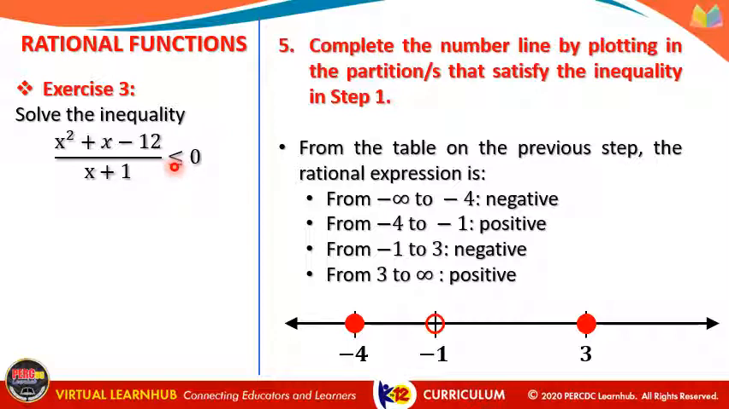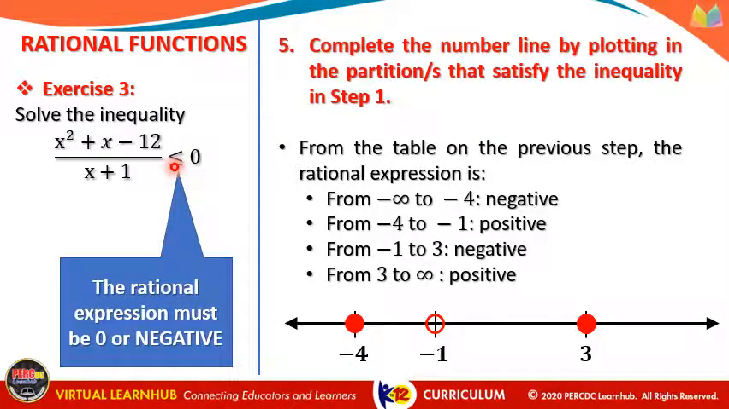Ibig sabihin ng less than 0, we are referring to negative numbers. So, ang value nito ay pwedeng 0 or negative. In short, dito sa partitions natin, ang kukunin lang natin is yung mga nagbigay ng negative. Ano ba yung mga nagbigay ng negative? Yung negative infinity to negative 4.